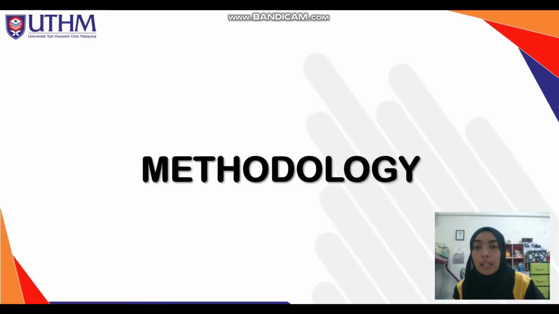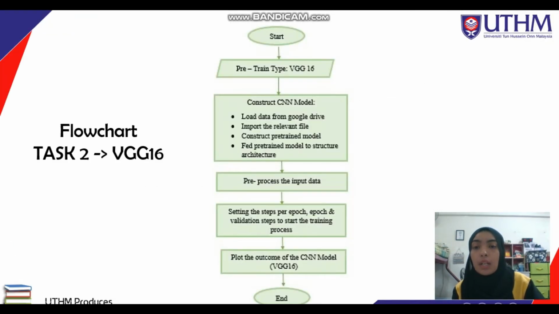Okay, next is methodology. To do this task, we have followed this flowchart. First of all, we select our pre-trained model, which is VGG16. Next, by using Google Colab, we need to construct the CNN model, which is to construct our VGG16.